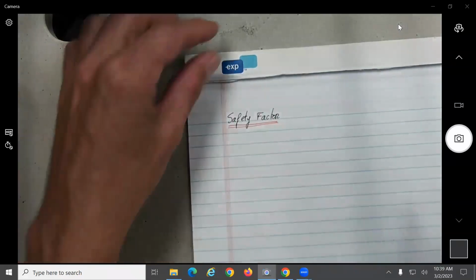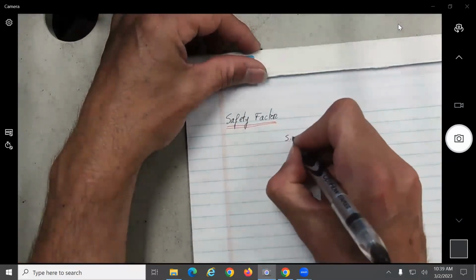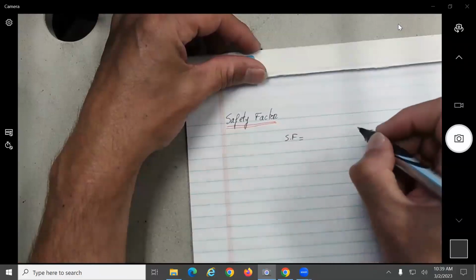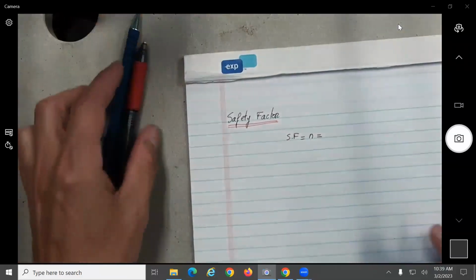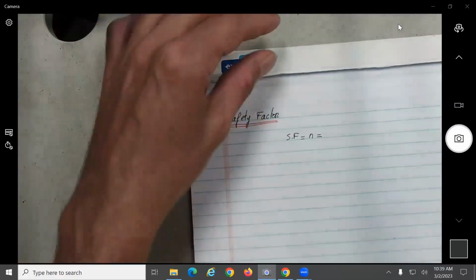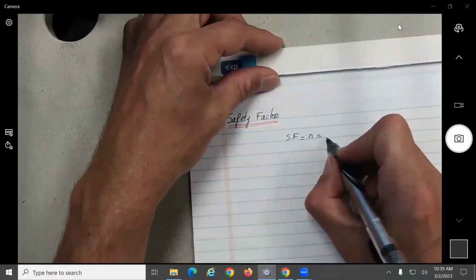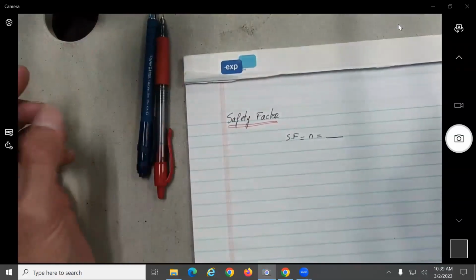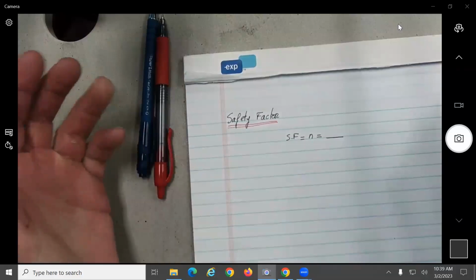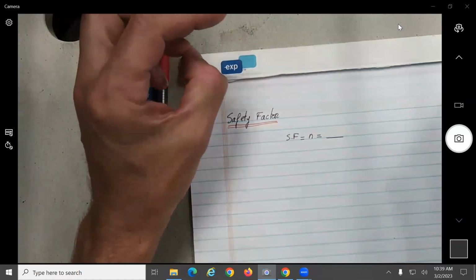Let's see. Safety factor is generally specified in some books by the letter S, F, or sometimes by the letter N. So what do you think it is? Great. So basically, the allowable is going to be either your yield or your ultimate. Is that what you call it?